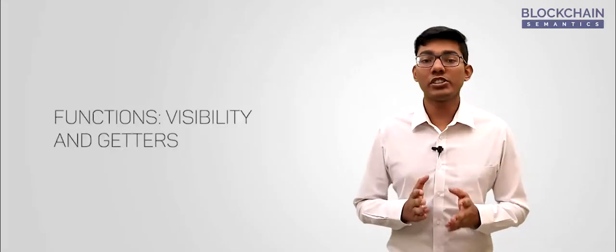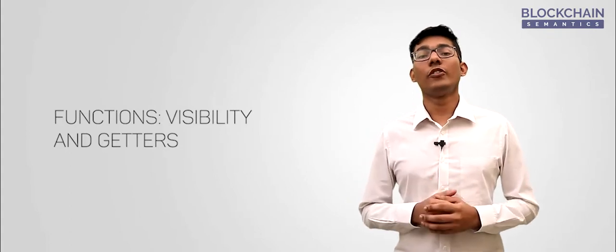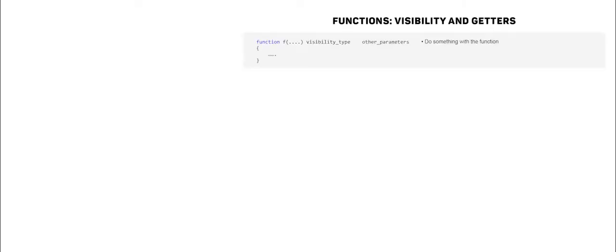The visibility of a state variable or a function defines who can see it. There are 4 kinds of visibilities for functions and state variables. First, external. Second, public. Third, internal. And fourth, private.